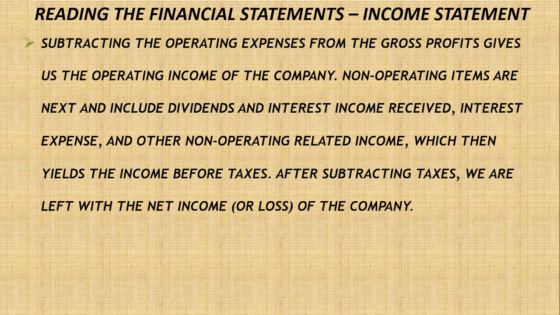Non-operating items are next and include dividends and interest income received, interest expenses and other non-operating related income, which then yields the income before taxes, and this is called PBT, that's profit before tax. After subtracting taxes, we are left with the net income or loss of the company, also called PAT, that is profit after tax.